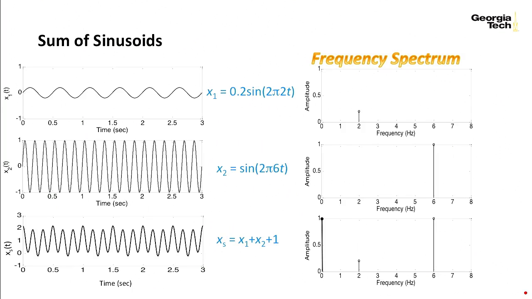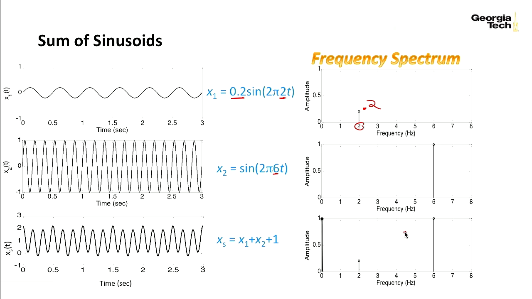Let's look at another example. In this case, x1 is a low frequency signal with an amplitude of 0.2 at a frequency of 2 hertz. So there's a 2 hertz and an amplitude of 0.2. And the higher frequency has an amplitude of 1 and a frequency of 6. So I plot that right there.